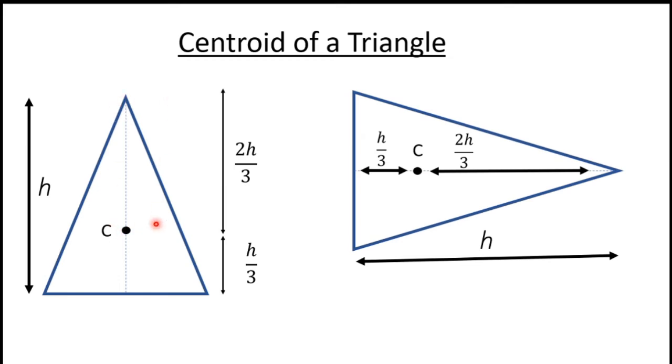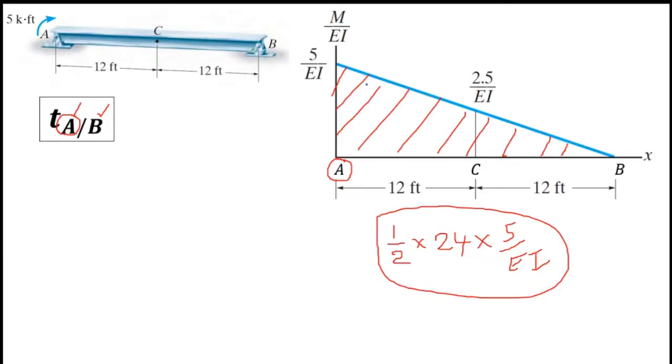So top to centroid height is 2h over 3 and centroid to bottom height is h over 3. So if you have this type of triangle, and this is the centroid, overall length is h, this length is 2h over 3 and this length is h over 3. Now we know how to find the centroid of a triangle.